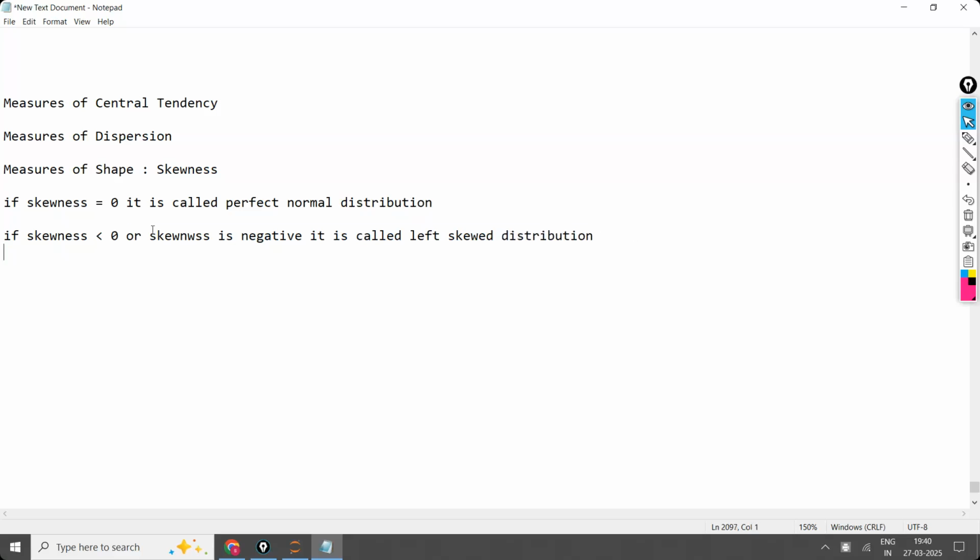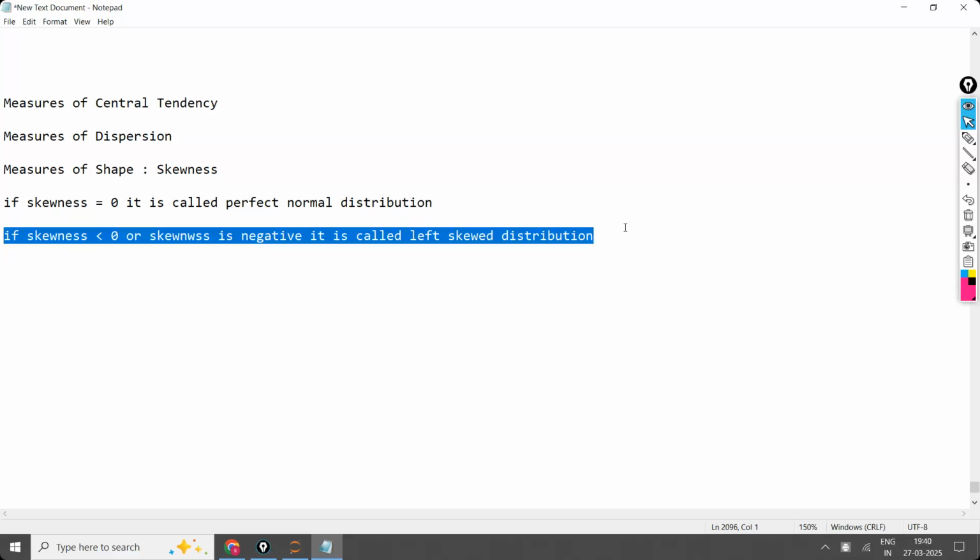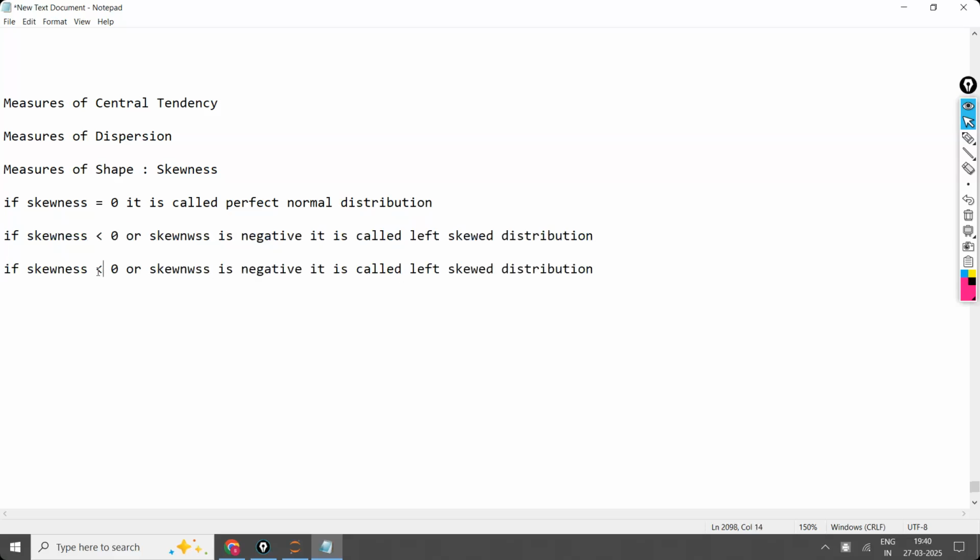Now, if the skewness is greater than 0, or if the skewness is positive, it is called positively skewed data, which is also called right skewed data. Positive skewed or right skewed. What is meant by right skewed? Fewer values on the right side. If you have fewer values on the left side, it is called left skewed. If you have fewer values on the right side, it is called right skewed. Point is clear?